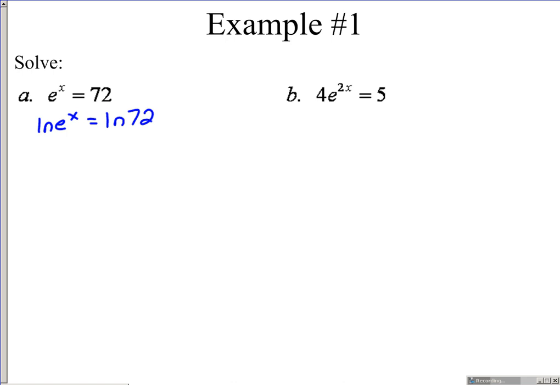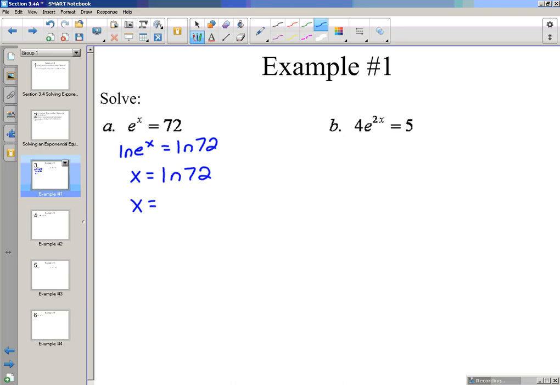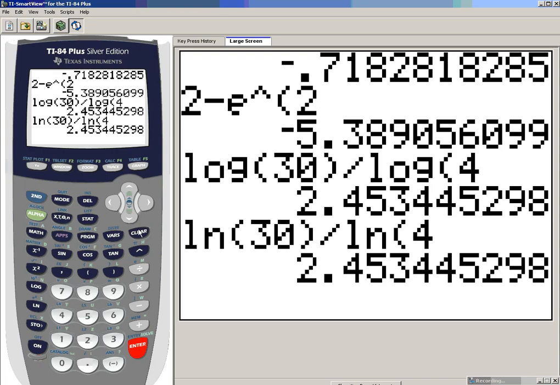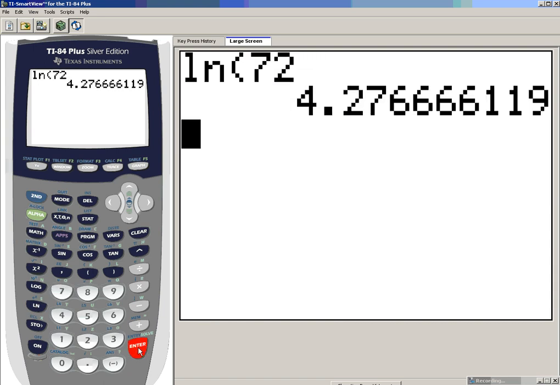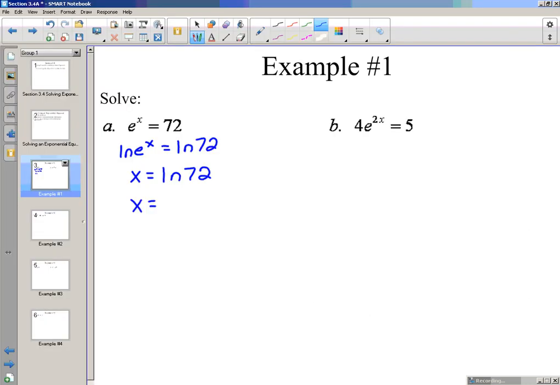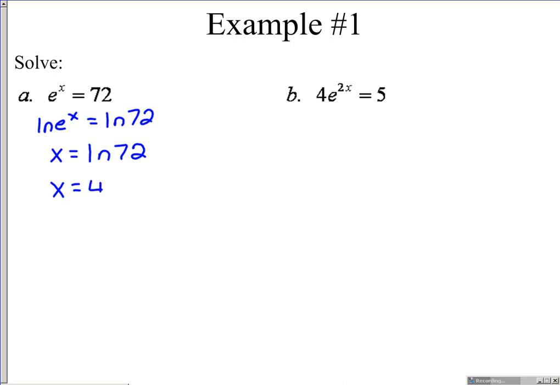On the left side, natural log of e to the x. We know natural log and e cancel each other out. We're just left with the exponent. So x equals the natural log of 72. There's our exact solution. Plug that into your calculator. That will give you your decimal approximation, 4.277. And for your solutions, you need to be given both the exact one in terms of the logarithm as well as the decimal approximation.